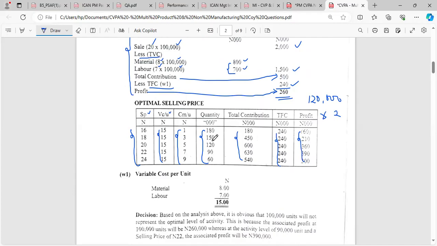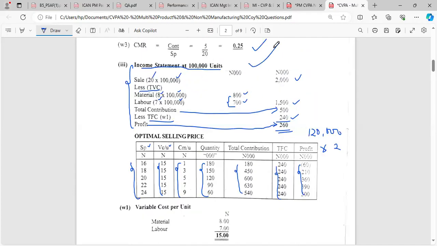Whatever we have done here is the same thing that we did here. But this one is in tabular form, and there are many prices. So if you look at sales, which is selling price, this is it. You see this less total variable cost, which is material and labor. This is it here, variable cost.